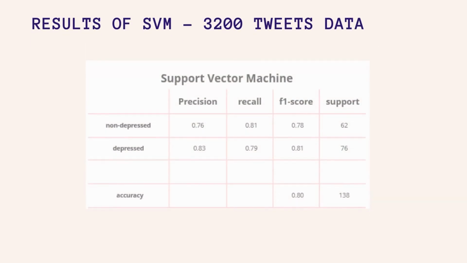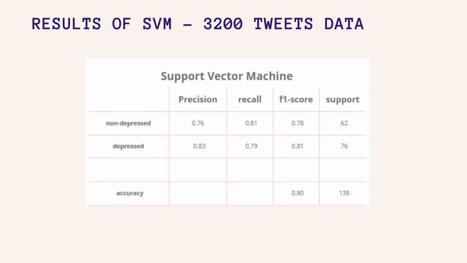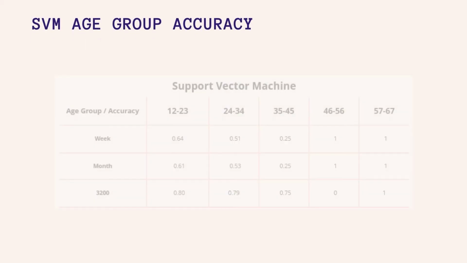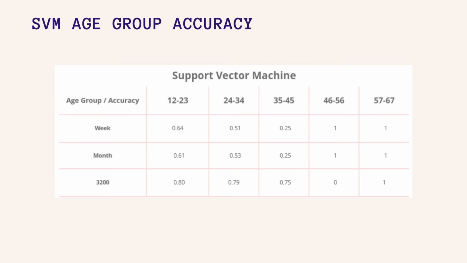Next, we see support vector machine's result for the 3200 tweets dataset. The algorithm produced the optimal results with this data. We contrasted the accuracy of the depressed records of each dataset for each age group. The 3200 tweets data has resulted in the best accuracy as compared to other datasets.